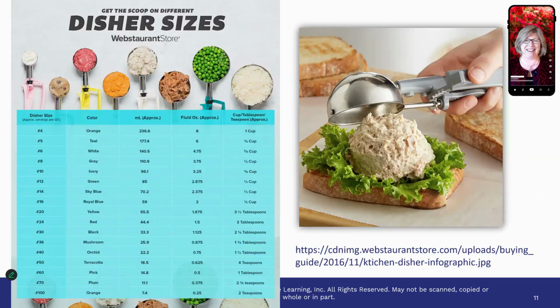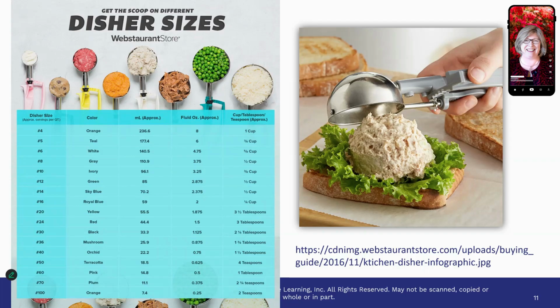And then you have the scoops. The scoops are also graduated. They have numbers. So you have a number 8 scoop. A number 8 scoop is about a half a cup. And you see that pictured here. This is one way to get uniform serving sizes also.